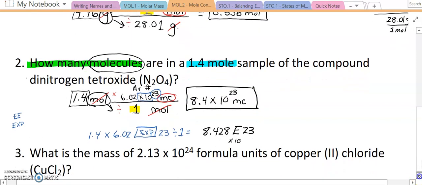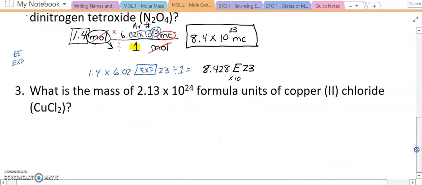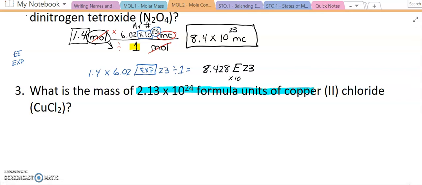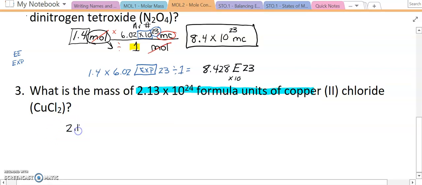So let's take a look at the next problem. And when I'm taking a look at the next problem, I'm looking for the number. So this is 2.13 times 10 to the 24th formula units of copper chloride. So this is going to be 2.13. It is going to be times 10 to the 24th. This is formula units, and I abbreviate formula units with an F and a UN for units, so FUN. And I don't care what my number is, I don't care what my unit is. I'm going to put it on the bottom so it cancels out.